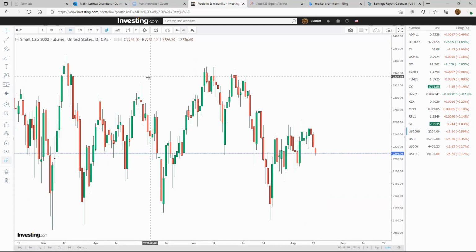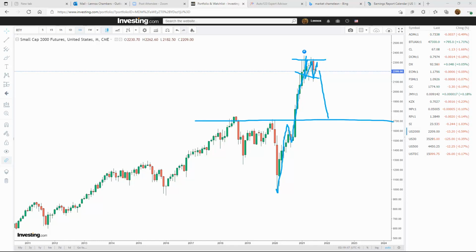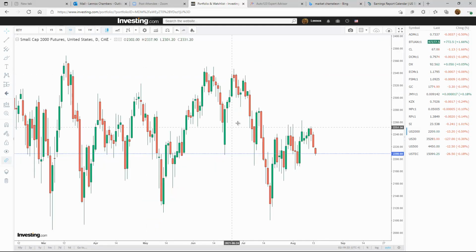Taking a look at the US 2000, the Russell 2000, quite the move to the upside. This is on the monthly, and we could see quite a collapse here. We're inside of a channel here, but it could collapse all the way back down into this area. Totally can, but that's a long-term look. Weekly, you can see we're just kind of sideways, just chopping up and down. So right now we're heading to the downside again. So a little bit of weakness going into this week, and you can see that right there on the daily. That should continue to the downside on the Russell 2000.